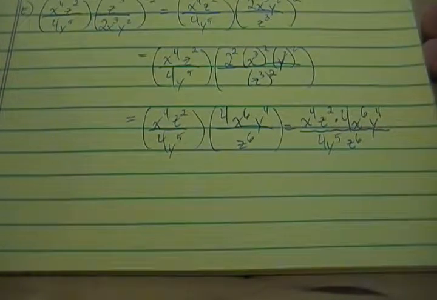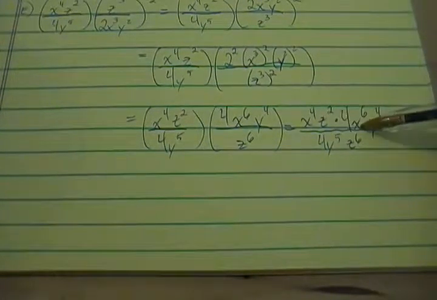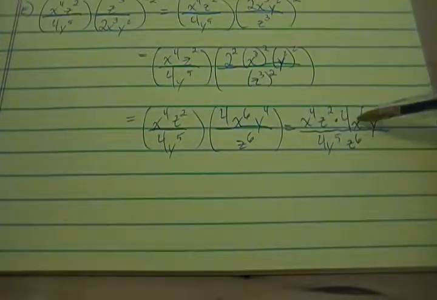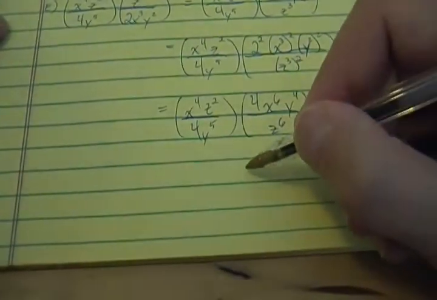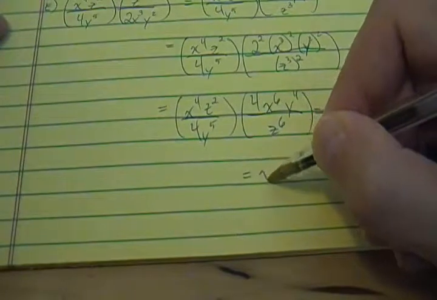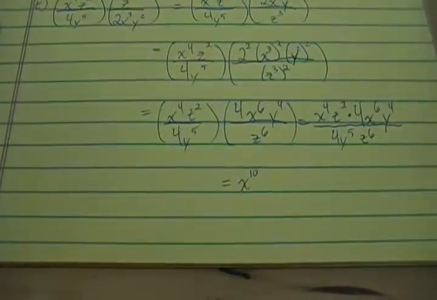So to combine the x's, both of the x's are on the top of the fraction here. It's x to the 4th times x to the 6th power. Since I'm multiplying those, I add the exponents. So that's going to give me an x to the 10th power on the top of the fraction.